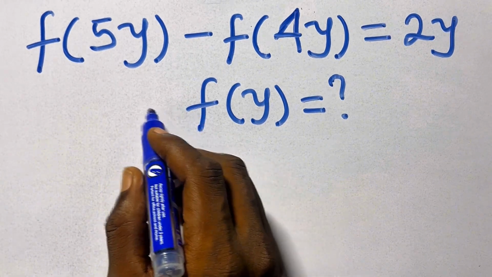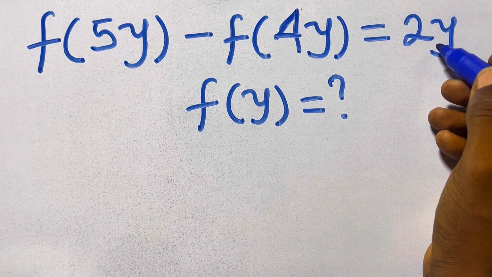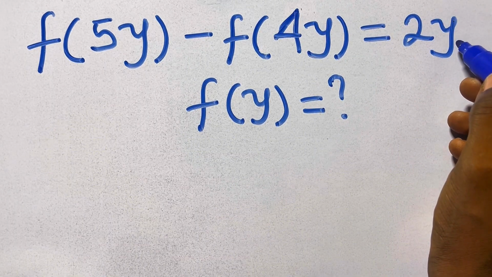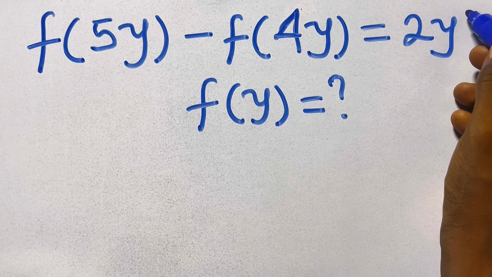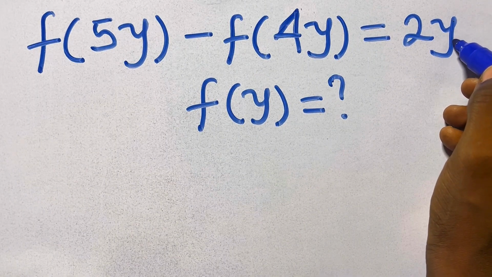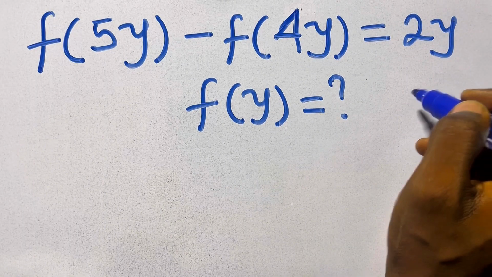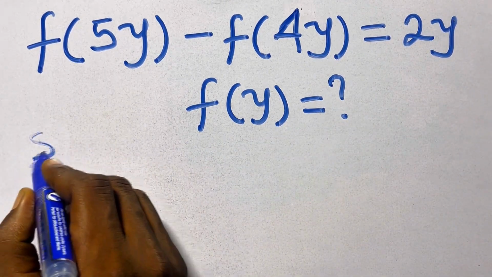So you note that on the right side here, we have a linear equation with how many degrees? One degree variable. That is the power of y here, right? The degree of the variable of the linear expression we have here is 1. So let's see the solution.